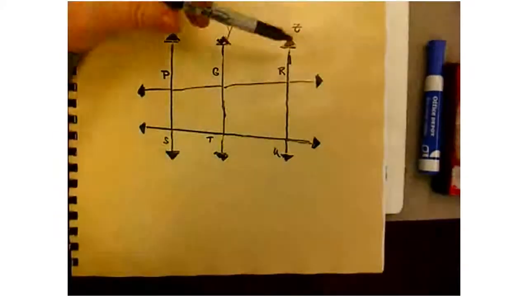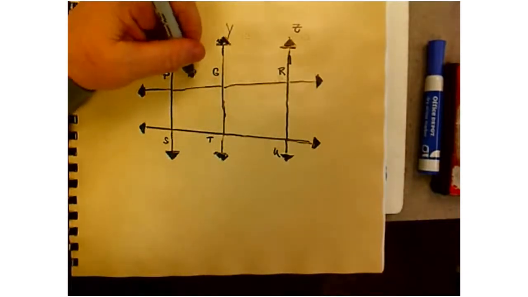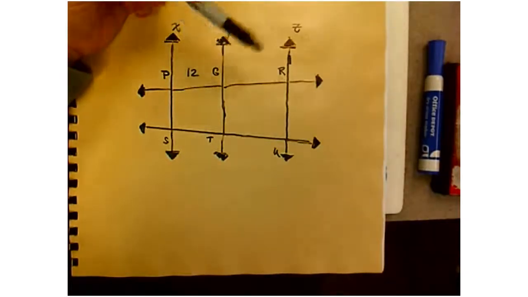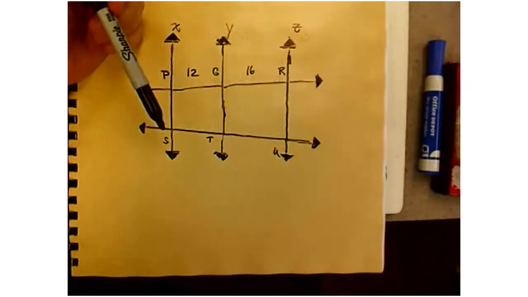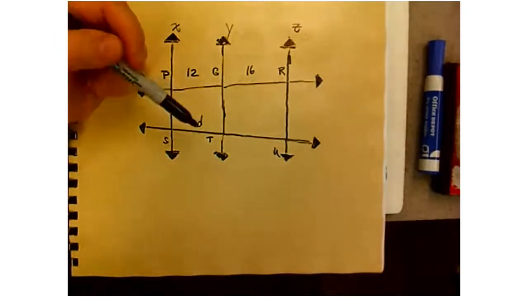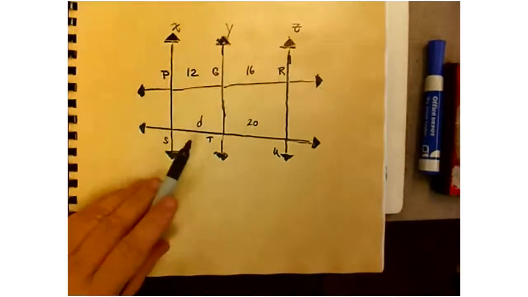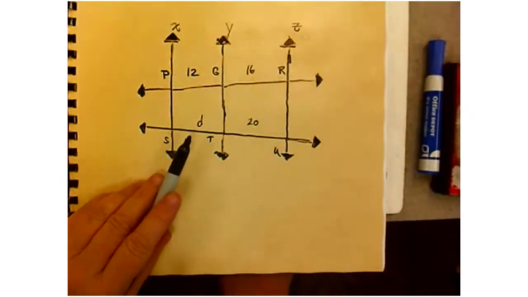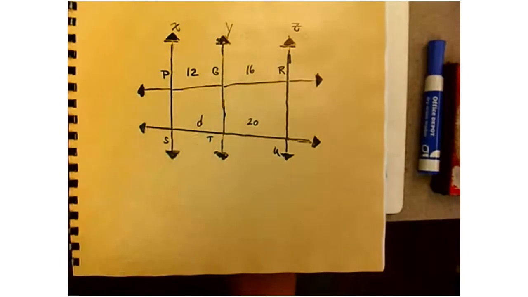So in the top transversal, from P to G is 12. From G to R is 16. From S to T is D, little letter D. And from T to U is 20. And we have to figure out the value of D. How would you like to do that?